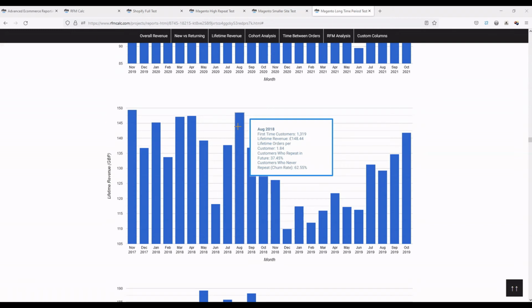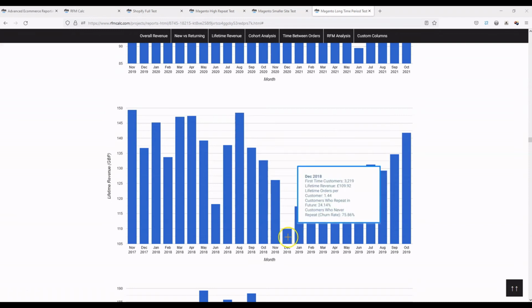So we can see for this particular site in August 2018, there were 1,319 first-time customers. The lifetime revenue was £148. The lifetime orders was 1.8. And 37% of customers came back for a second purchase based on customers who placed their first order in August 2018. But then you can see in December 2018, the lifetime revenue was much lower, only £109. Only 1.44 orders, and only 24% of customers who placed their first order in December actually came back and placed a future order.